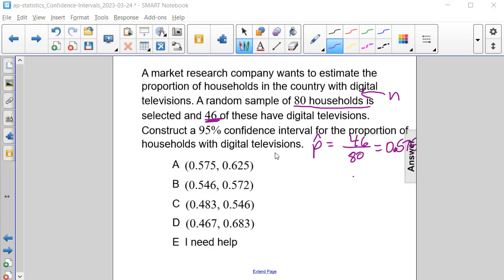And the last thing that we have to do in order to calculate is to determine our z star value, which is based on the 95% confidence interval. And z star for 95% confidence is equal to 1.96. And now we can fill in our formula to determine the confidence interval.